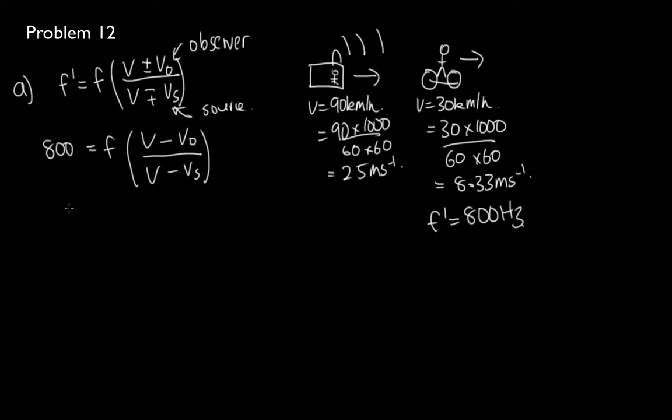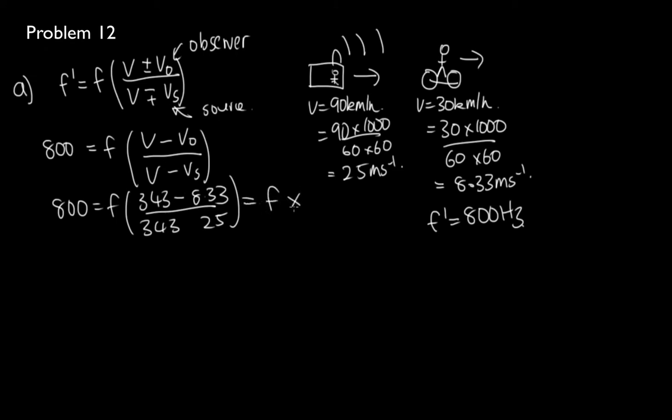So let's substitute in. We've got 800 is equal to F, and the velocity of sound in air, we're told, is 343, minus VO, which is 8.33, over 343 plus 25. And so this is equal to F times 1.052. And so F is equal to 800 over 1.052, which is equal to 760 hertz. And now part B, so this is the frequency which is actually produced by that siren.